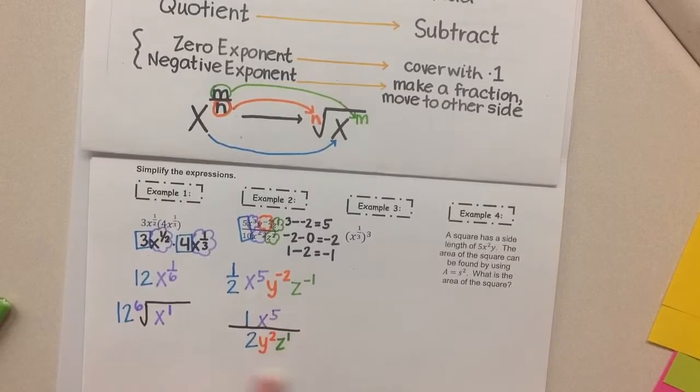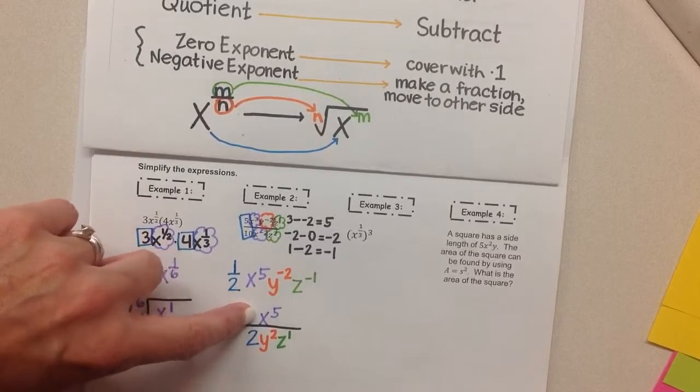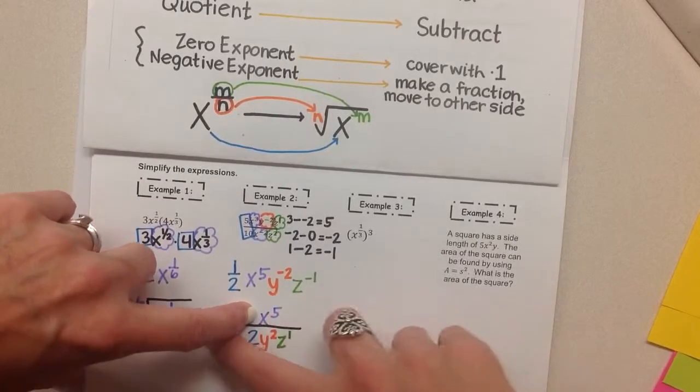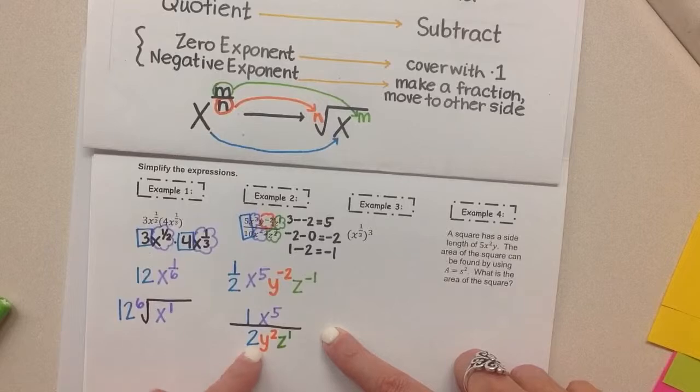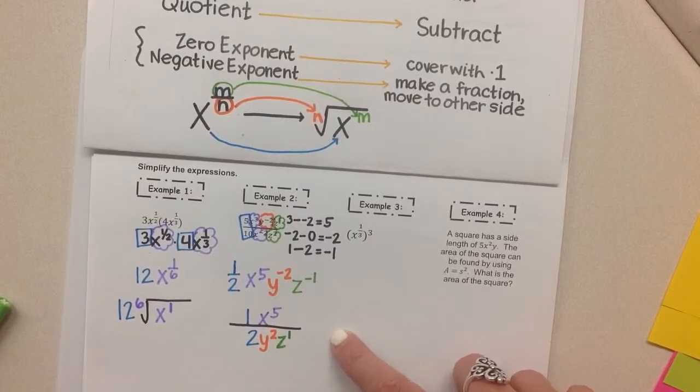So this is going to be your final answer. It's going to be x to the 5th. Remember, you won't see that 1 in your final answer. So it's just going to look like x to the 5th, all divided by the products of 2, y squared, and z. That would be your final answer.